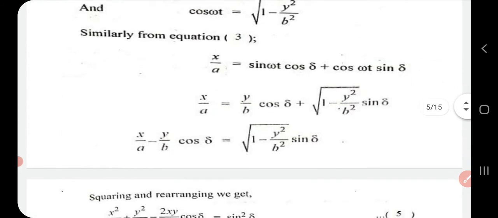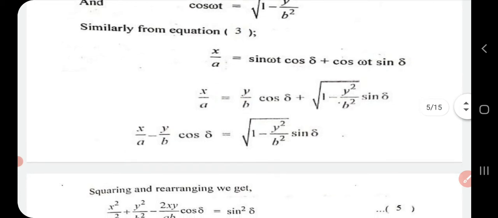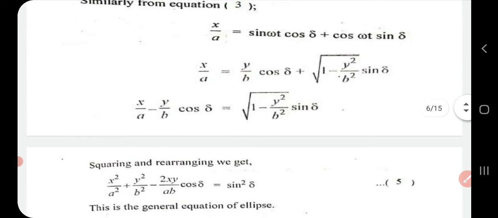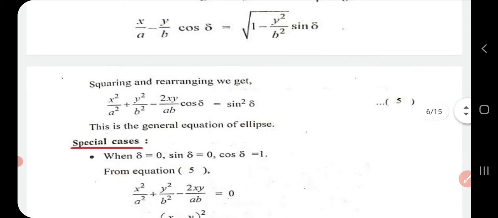Now y by b cos delta, that is in RHS, is taken to LHS. So LHS will become x by a minus y by b cos delta. The root of 1 minus y square by b square sin delta is kept in the RHS itself. Now just squaring and rearranging LHS and RHS, we get x square by a square plus y square by b square minus 2xy by ab cos delta equal to sin square delta. That is equation 5. This is nothing but the general equation of ellipse.